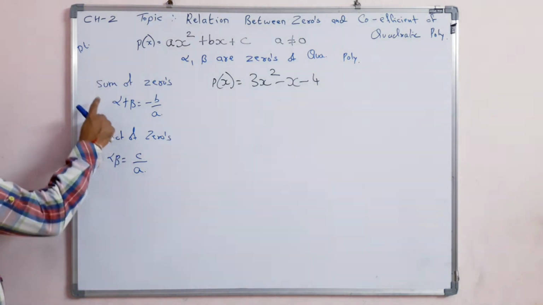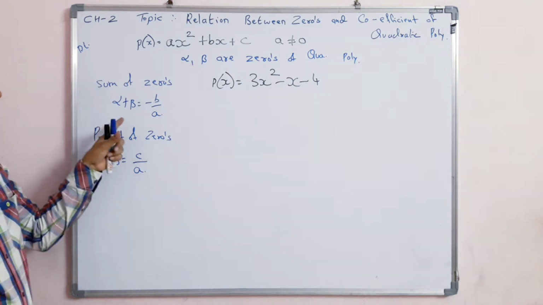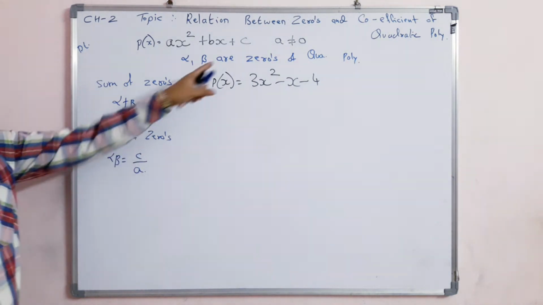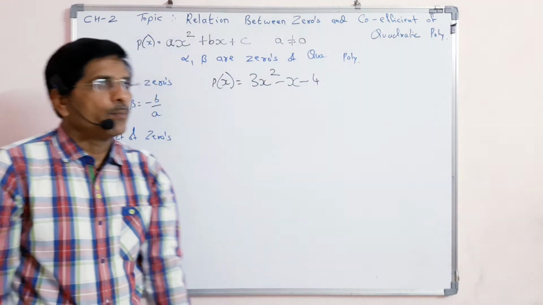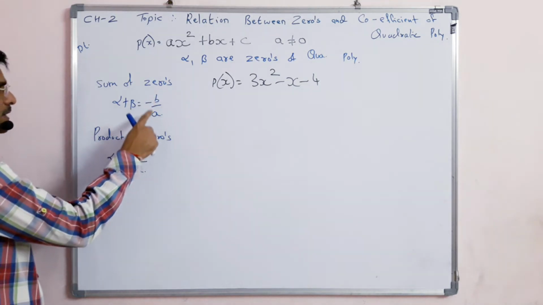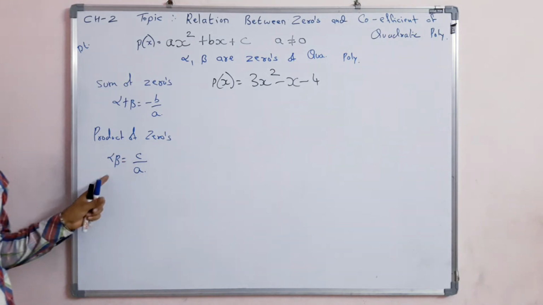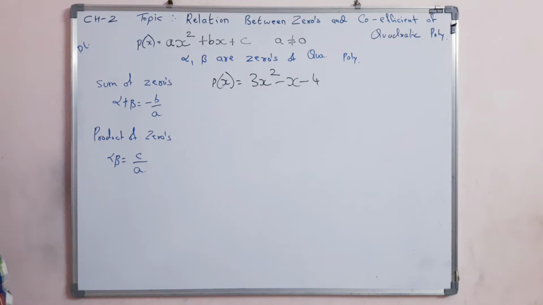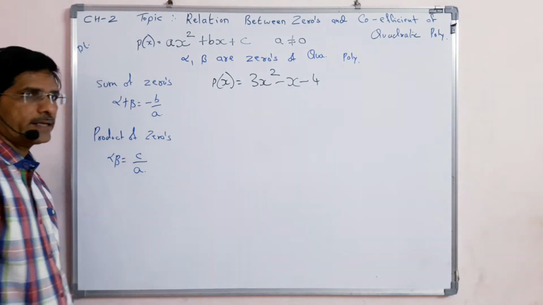Now the sum of zeros, alpha plus beta, is equal to minus b by a. It means between zeros and coefficient of quadratic polynomial, alpha plus beta is equal to minus b by a, and the product of zeros, alpha into beta, is equal to c by a. This can be explained properly by a particular example.